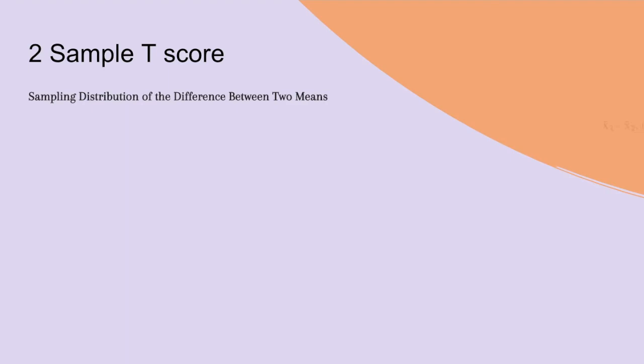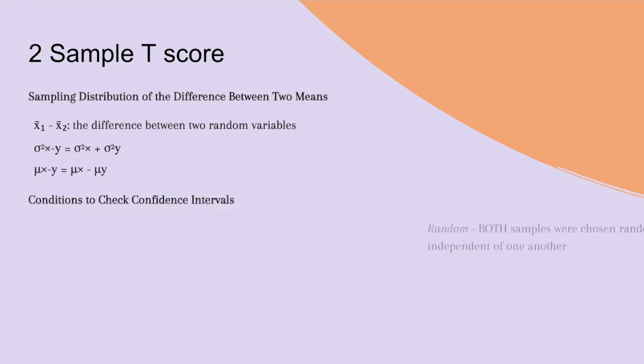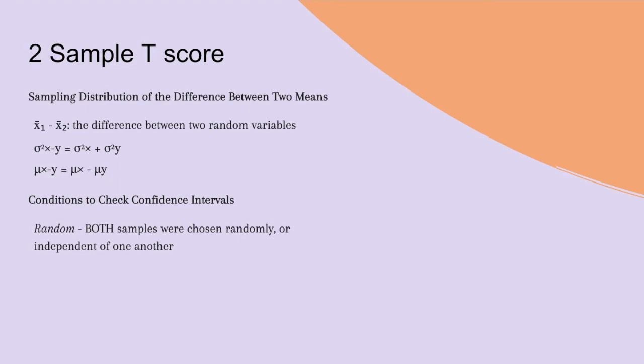So the fourth type is the two-sample t interval. The sampling distribution for the difference between two means is x bar 1 minus x bar 2, with its standard deviation and mean. The conditions to check for these: random, you want to make sure that both samples were chosen randomly or that they are independent of one another.